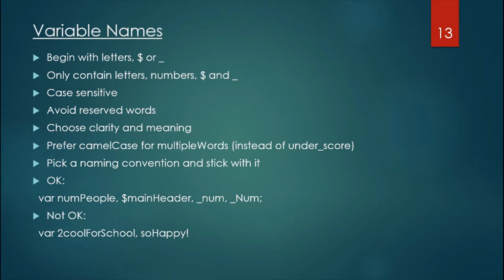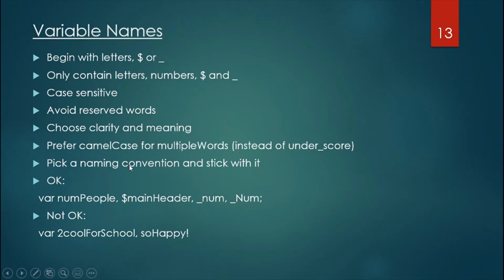Prefer camel case for multiple words instead of underscore. What is camel case? In camel case, the first word is in small letters and the first letter of the next word is capital. You can see in this name that this c is small and this C is capital. This is the camel case format.